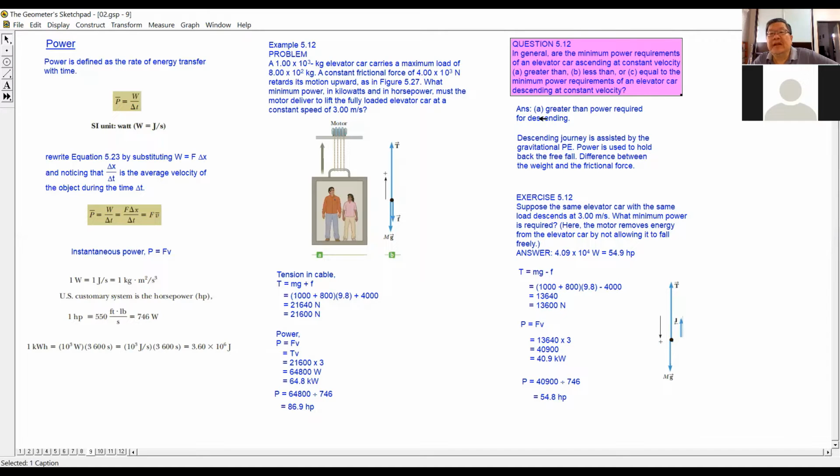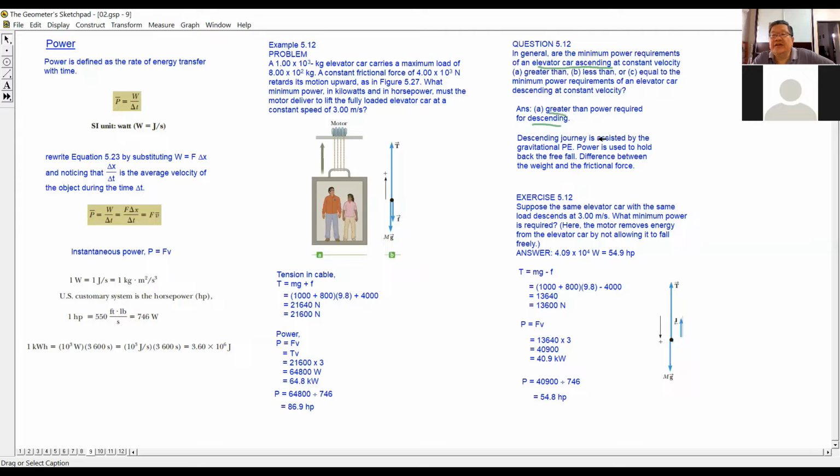So the answer is going up requires greater power than that required for descending. So moving up is greater than descending, right? The question here is about the elevator car ascending, which means moving up. So moving up has to be greater than the descending one, right? If you try to explain it, we look at the explanation here.